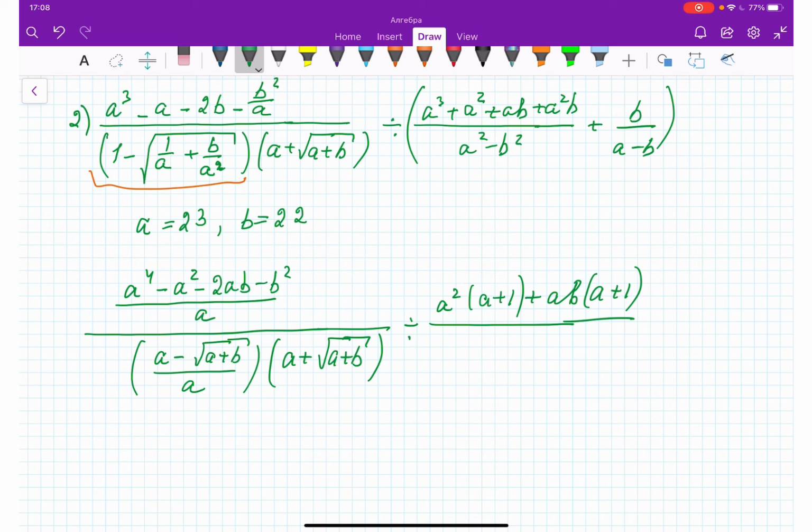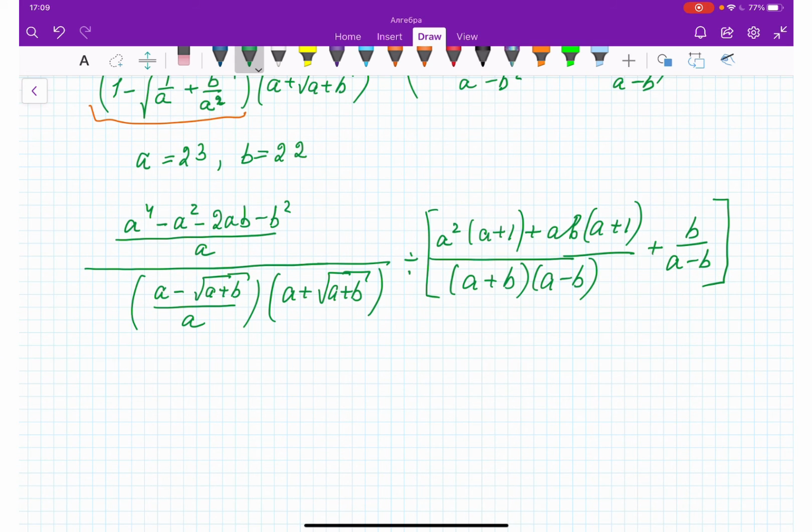Coming out nicely. And in the denominator, a squared minus b squared, I'm writing down a plus b times a minus b, and plus b over a minus b. I put this in parentheses because we have addition here, right? So from here, if I multiply this, it's going to be in the denominator. Well, let's do the numerator. The numerator is going to be the same. I'm going to keep it the same.